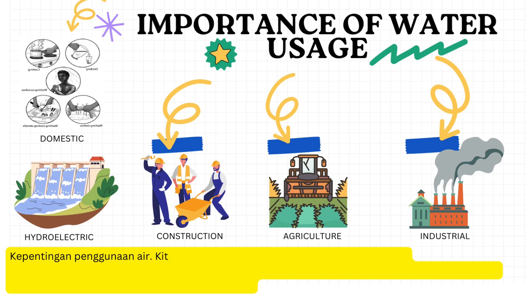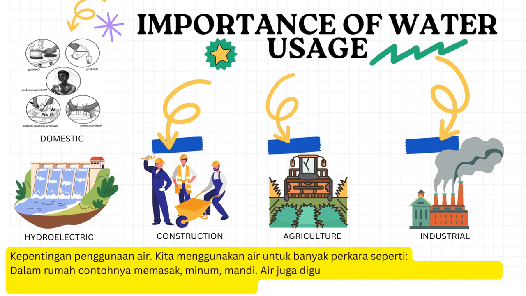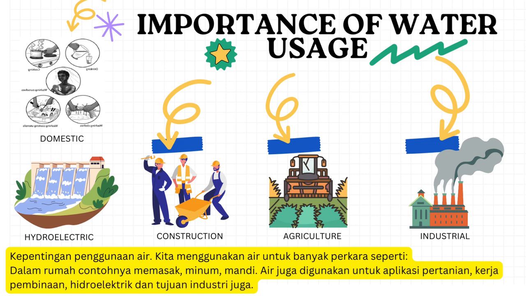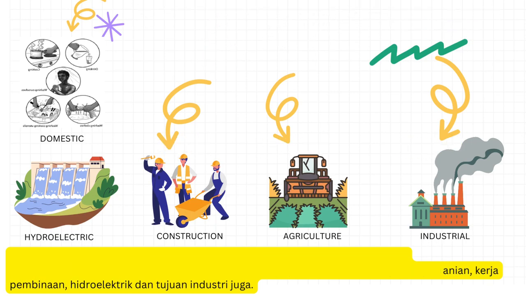Importance of water usage. We use water for many things such as domestic purposes, for example, cooking, drinking, bathing. Water is also used for agriculture applications, construction work, hydroelectric and industrial purposes as well.